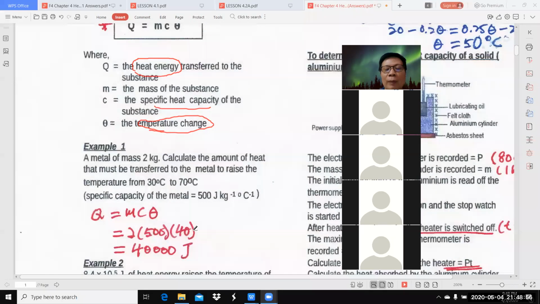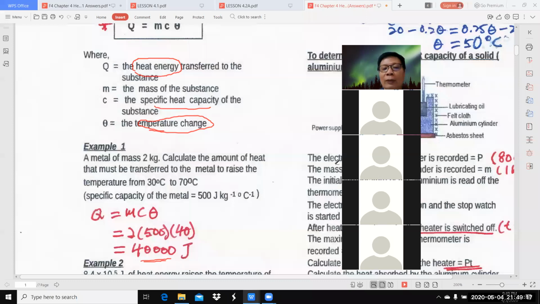Use very simple steps only. mc theta: m is 2, c is 500, theta is 40. Change in temperature from 30 to 70, so it's 40 degrees. So you get 40,000 joule. Okay, that's the answer. Correct? I think okay now. Everyone can get the answer.